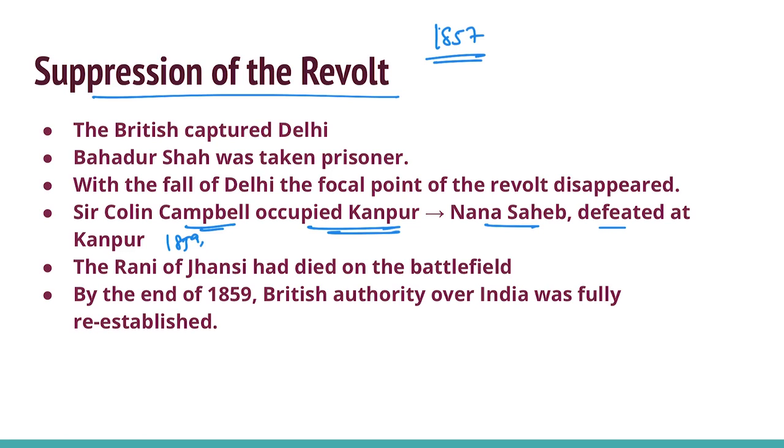And his close associate Tantia Tope escaped into the jungles of central India, but he was captured while he was asleep, and the Rani of Jhansi died on the battlefield itself. And by the end of 1859, British authority over India was fully re-established.